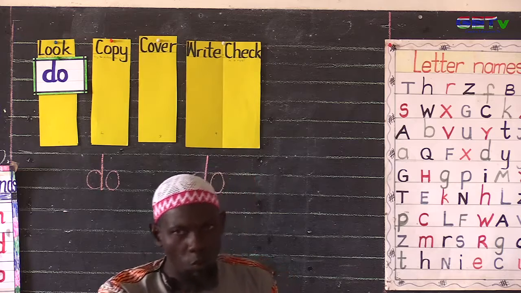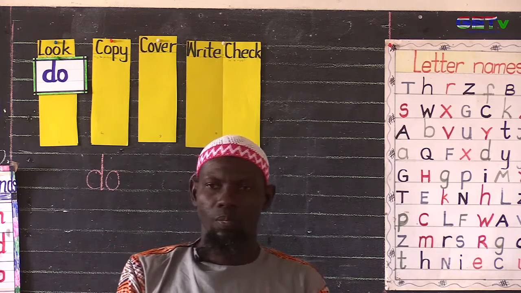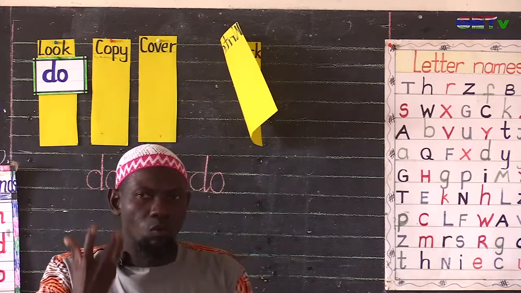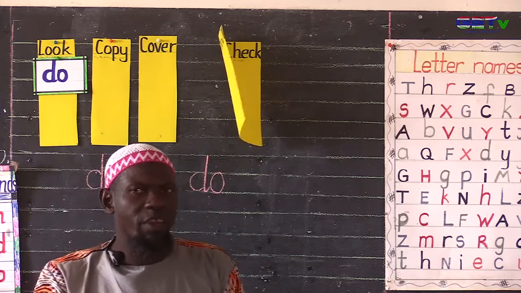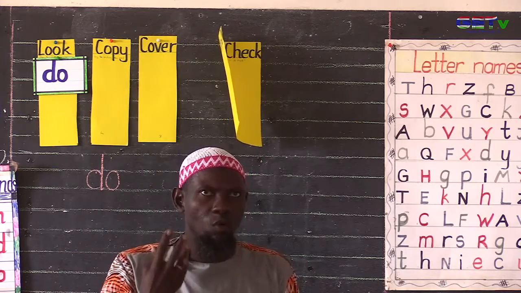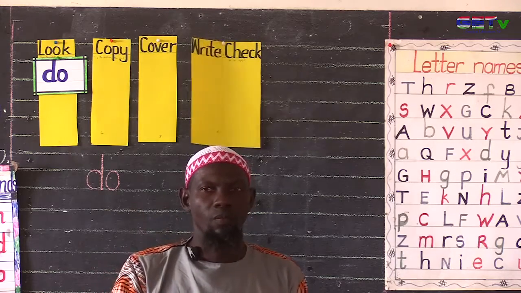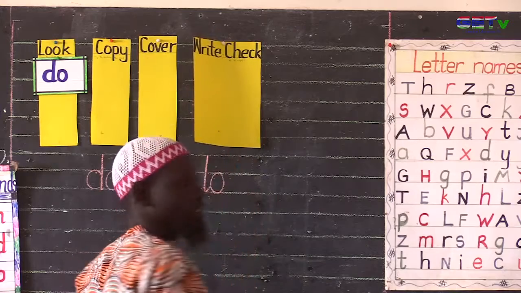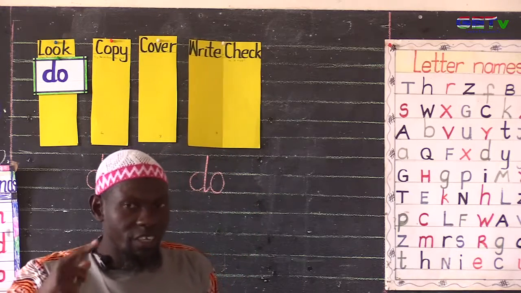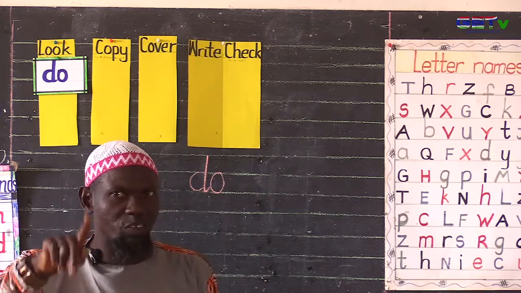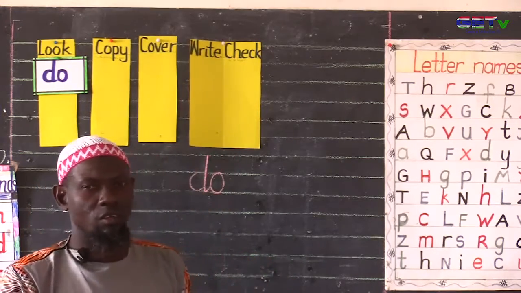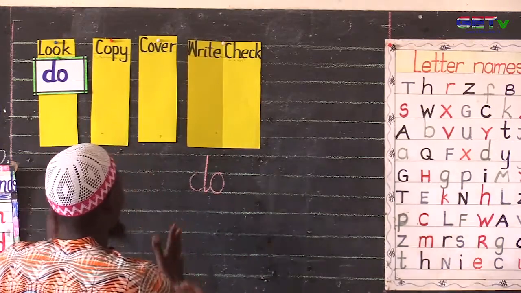First, look at the word. If you look at the word, what is going in your mind? You are naming the letters, like D-O, D-O, in mind. The next thing is copy it. What are you going to copy? The names. D, you use the formation, you remember? O, perfect, just like what you are seeing.